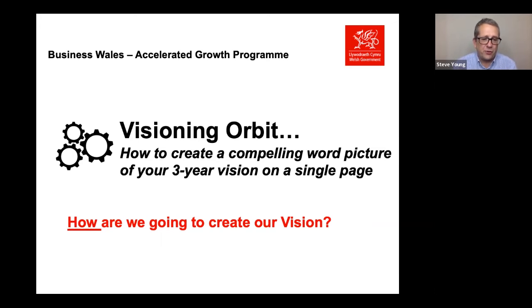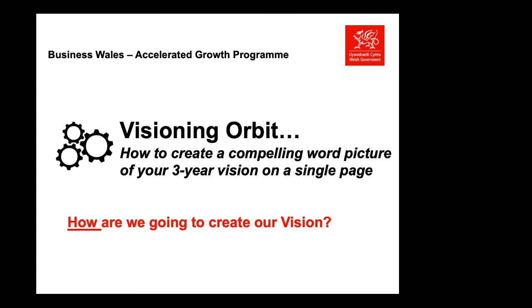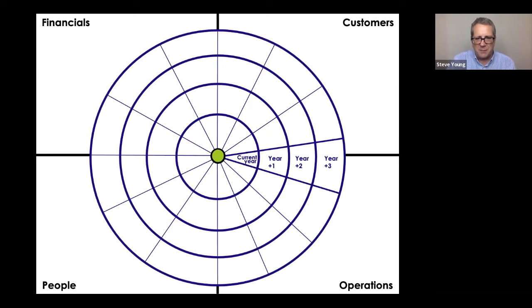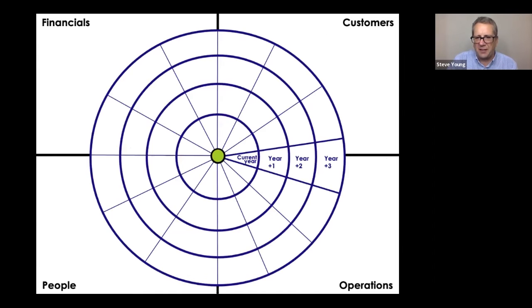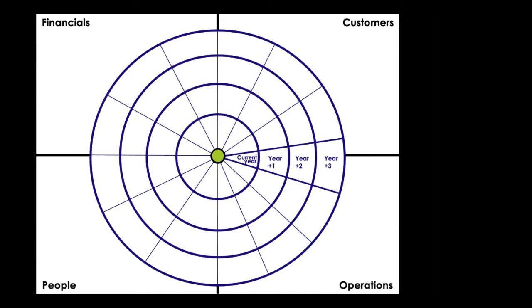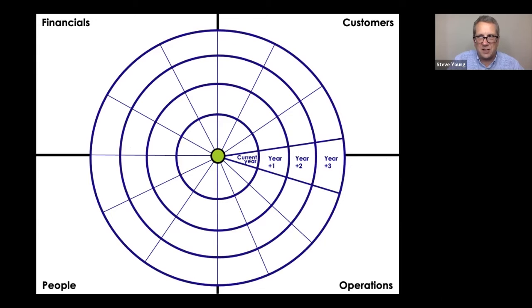So our third question was, how are we going to create our vision? So that's what we're going to do today. What I'd suggest you do is, if you've got your orbit diagram template, if you can get that out and get a pen in your hand. And for those of you who haven't got it, you should have something that looks a little bit like that. If you've not got that, drop a message in the text, and we'll email you one over.